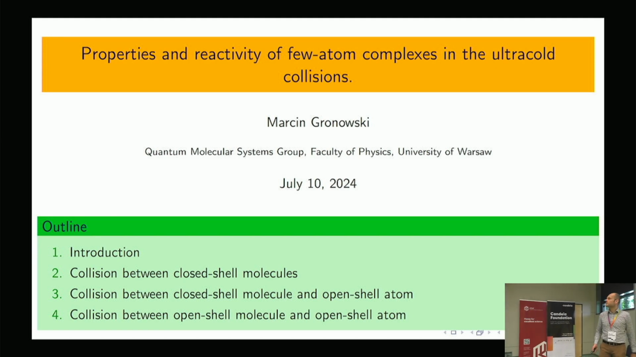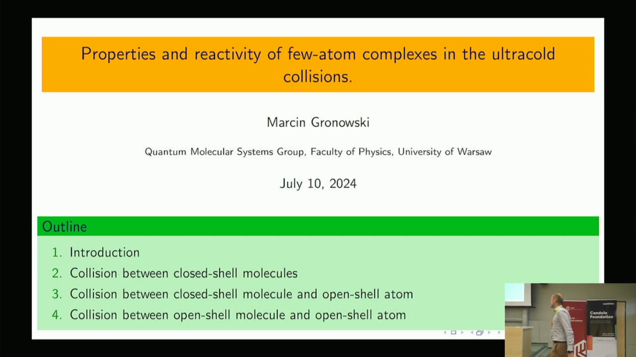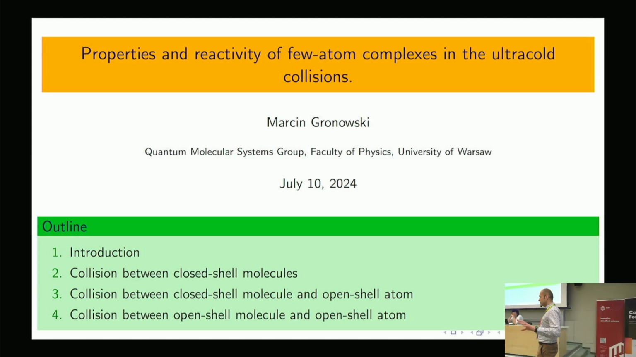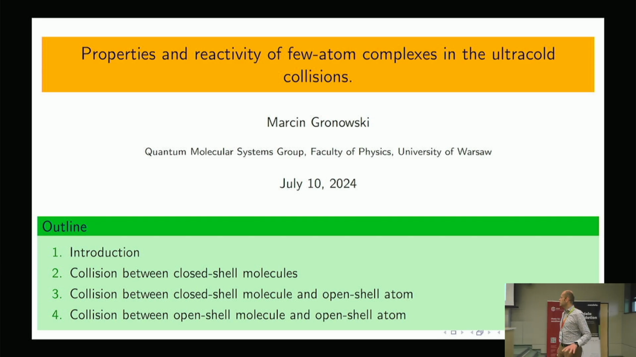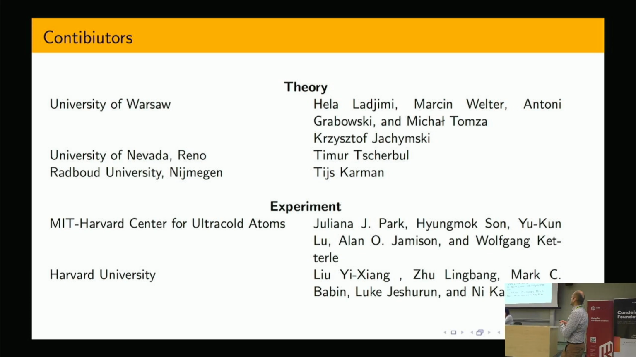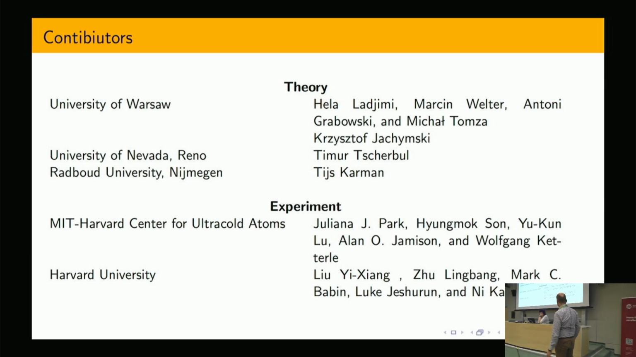As you expected, I will talk about the few atom complexes which are formed in the ultracold collision. So we are going to discuss during this presentation really atoms, or small systems, and I will discuss mostly the results which came from the theory, but I would like to underline at the beginning that the results which I'm going to present are part of many different collaborations, including the collaboration with experimental groups from MIT and Harvard.